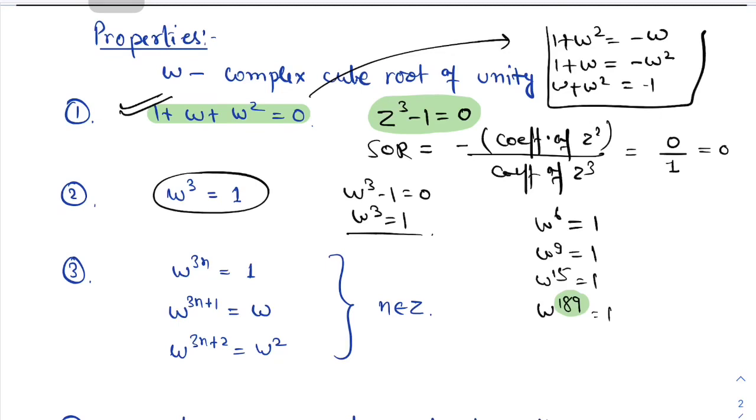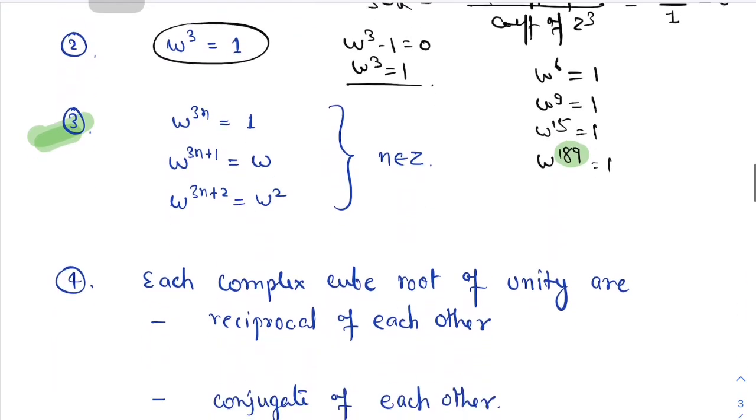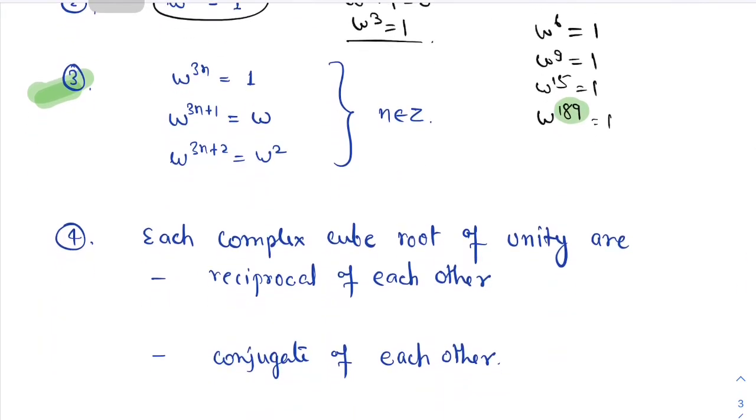Okay, so in the third property we have written the higher powers of omega. If omega has a power that is a multiple of 3, omega to the power 3n, like this, okay, 6, 9, 15, 189 and so on, it will be 1. Okay, if the power is of the 3n plus 1 type, okay, 3n plus 1 type means if we are dividing a number by 3, we get remainder as 1. Let's say this power 16, omega to the power 16, what will be omega to the power 16?